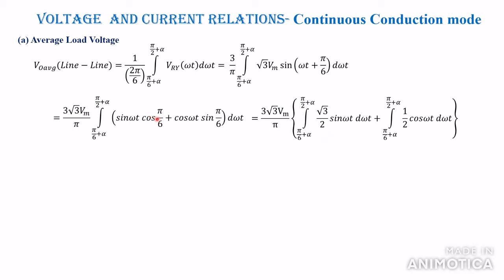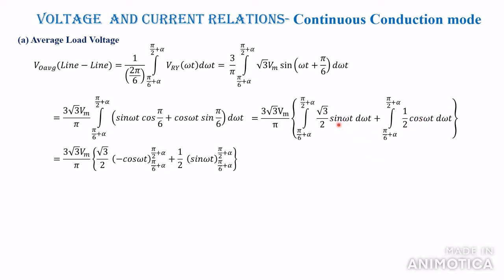This cos pi by 6 value will be equal to root 3 by 2 into sine omega t d omega t, plus integral pi by 6 plus alpha to pi by 2 plus alpha. Again this sine pi by 6 can be written as 1 by 2 cos omega t d omega t. So in the next step we will integrate this sine and cos term.